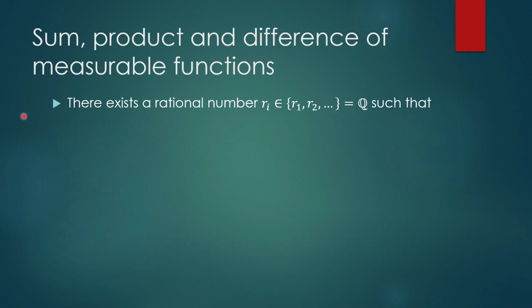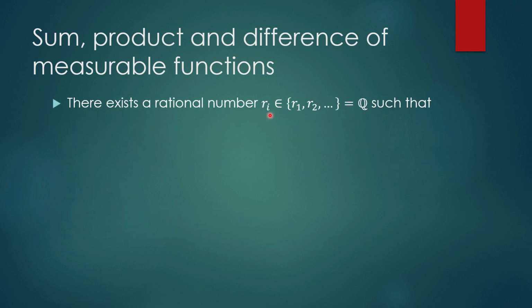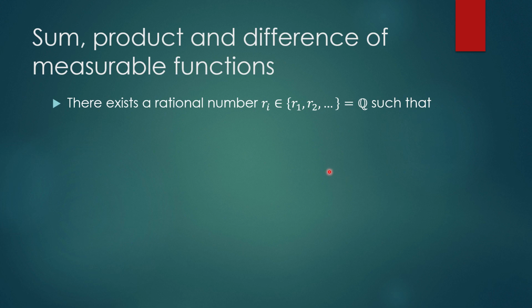Then there exists a rational number, because these are two real numbers, f of x and alpha minus g of x, and they are not equal. f of x is strictly greater than alpha minus g of x. So there should be some real number, and in fact a rational number, in between f of x and alpha minus g of x. So there exists a rational number Ri, and rational numbers are countable, so you can enumerate them as R1, R2, R3 and so on. One of the rational numbers is in between, such that f of x is greater than Ri, which is greater than alpha minus g of x. That is quite possible.